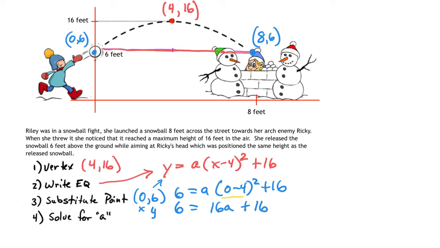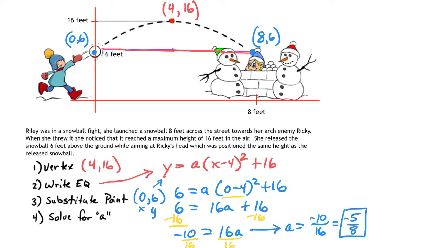Then to finish solving this, you're going to subtract 16 from both sides, and 6 minus 16 will give me negative 10. So then I have -10 = 16a. From there, we want to divide both sides by 16, like you see here. Finally, our answer is a = -10/16. Since they're both even, I know this fraction reduces, so I'm going to reduce that down to -5/8. That is the stretch factor of our parabola equation, which we need to write in right there.